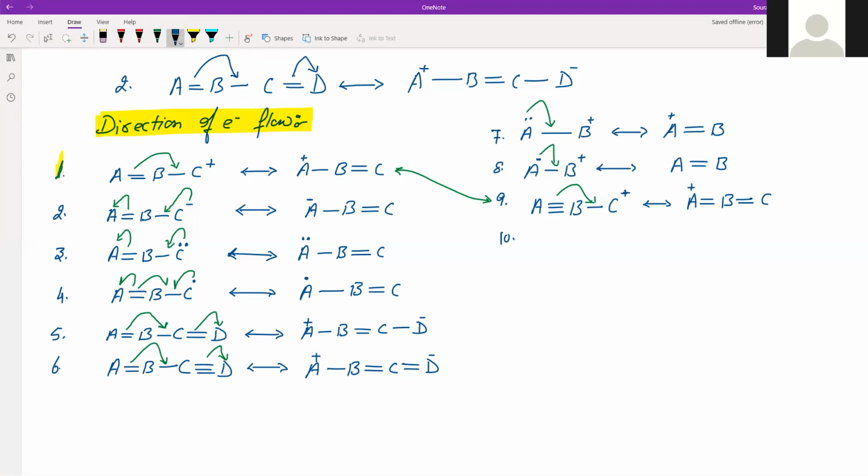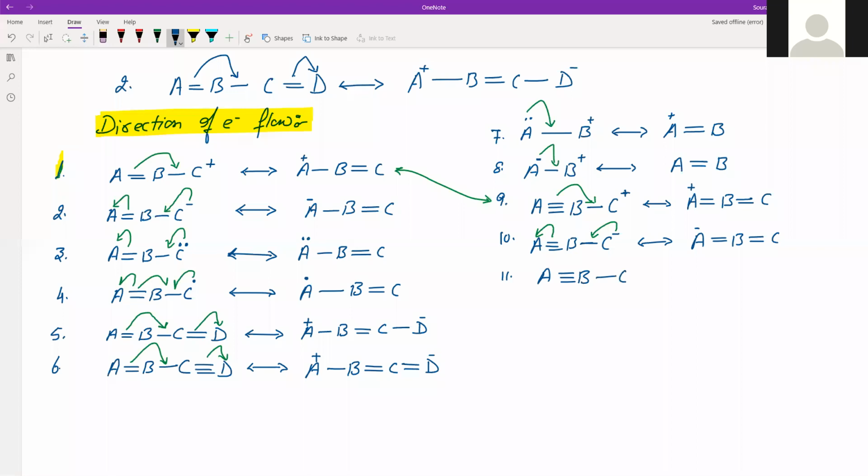Let us complete it ourselves. So 10th one is A triple bond B, single bond C, and a negative charge on that. So now it will move from negative charge to the single bond. So the direction of flow will be like this. So what we will get now, A double bond B double bond C, and there will be a negative charge on A, right?